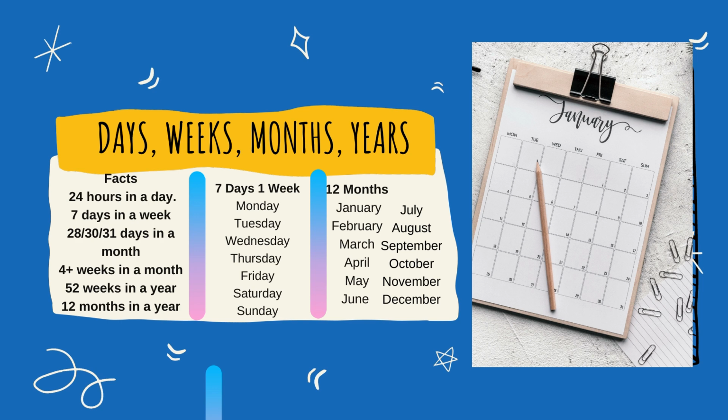The days are Monday, Tuesday, Wednesday, Thursday, Friday, Saturday, Sunday. The 12 months of the year are January, February, March, April, May, June, July, August, September, October, November, and December. Practice saying the days of the week and the months of the year.